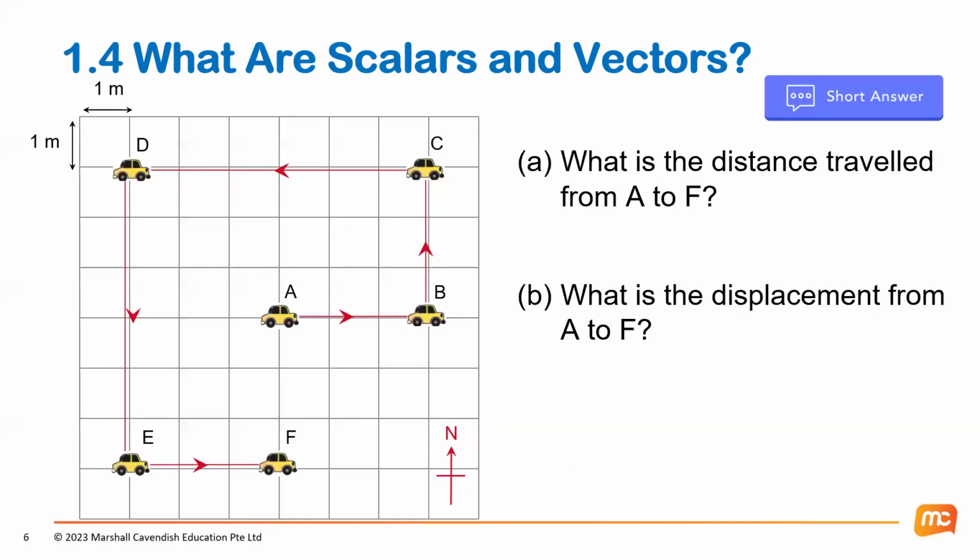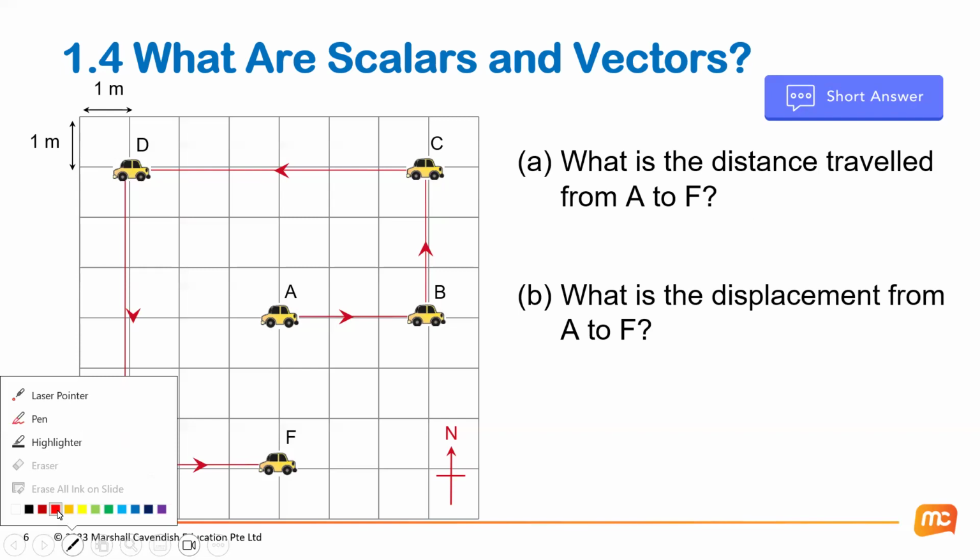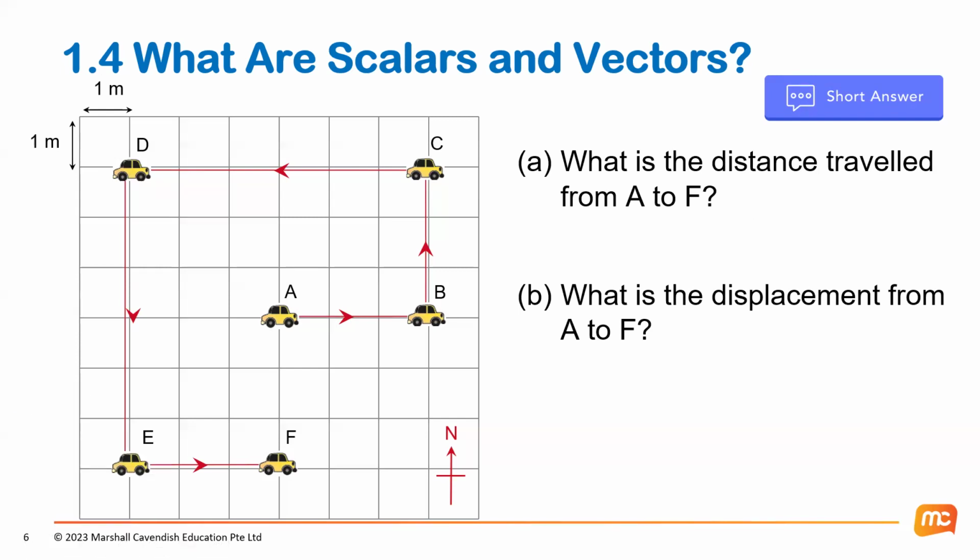Let's take a look at another example. You may pause the video for a short while to think about it. Okay, I'm going to go through it now. Take a look at this. They ask what is the distance traveled from A to F. Each box measures 1 meter by 1 meter. So from A to F, the distance is the total length covered by an object, irrespective of the direction. If I were to move from A to F, I will have covered 1 meter.